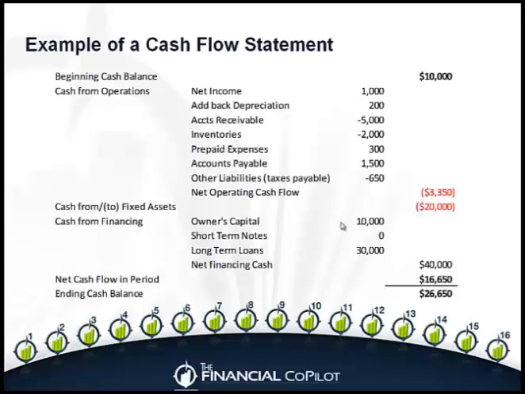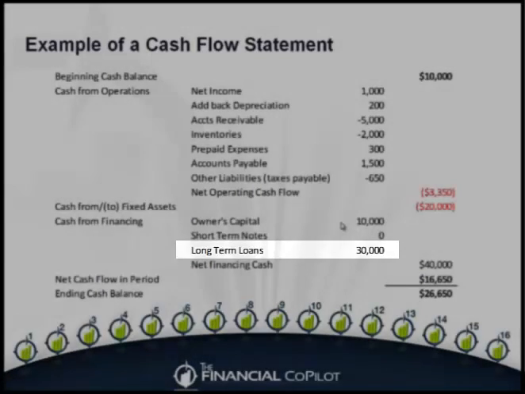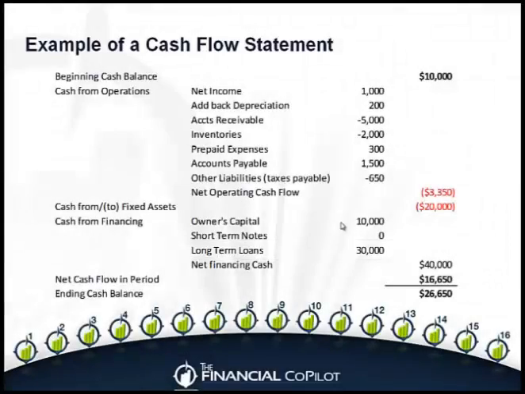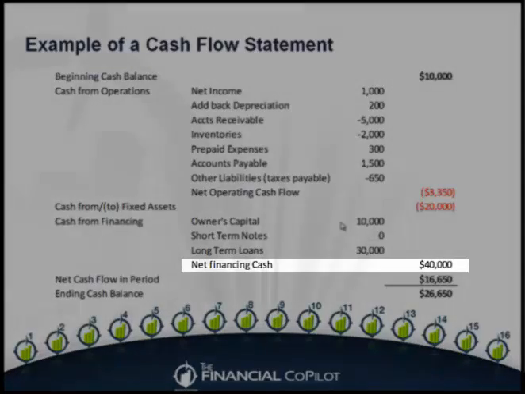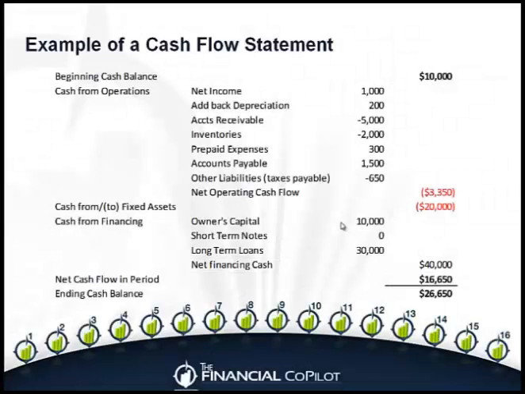And cash from financing says positive $10,000 in owner's capital. That means the owner put $10,000 of his or her own money into the business. You skip down to long-term loans, which is a positive $30,000, which is saying that the owner also went out and borrowed $30,000 as well, meaning that the net financing cash came out to $40,000 positive.